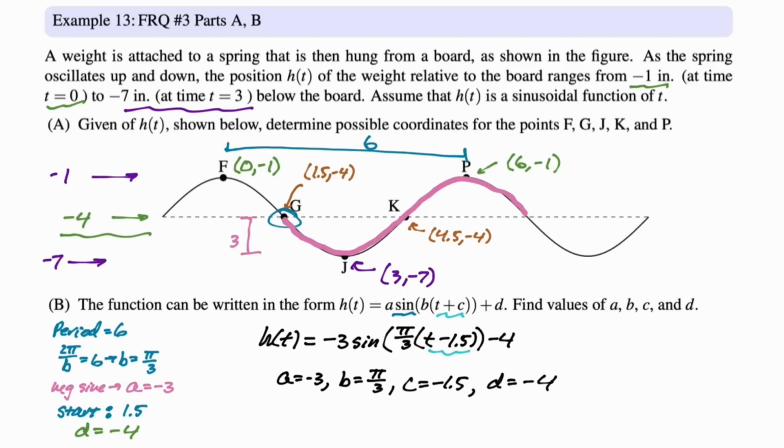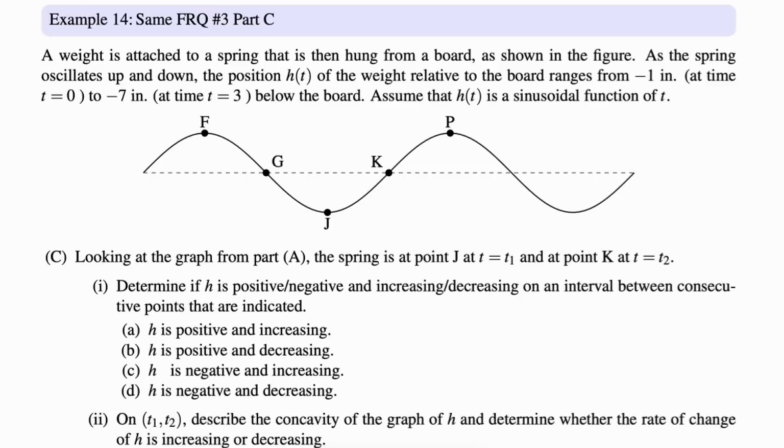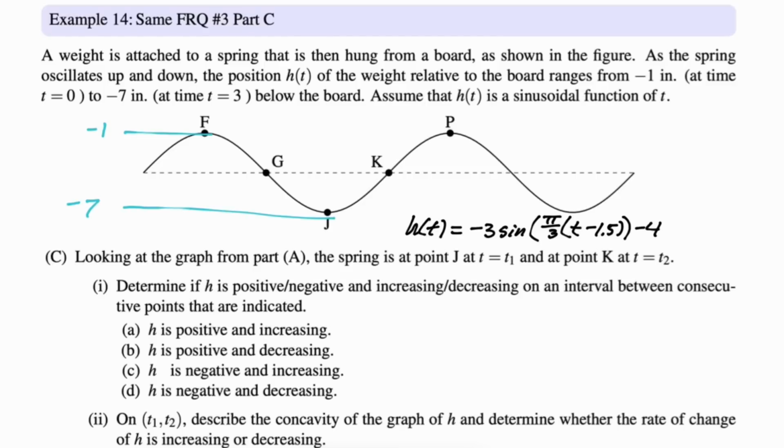I would say the next part is, even if you get part B wrong, and maybe part A, you can still get part C, without a doubt. So here we go. We got that this was our equation, but crucially, just from reading the problem, we know that we're going from -1 to -7. And that means that our function is always negative, which means we've already eliminated A and B as options, right? So either h is negative and increasing or h is negative and decreasing. I didn't even read the problem yet.